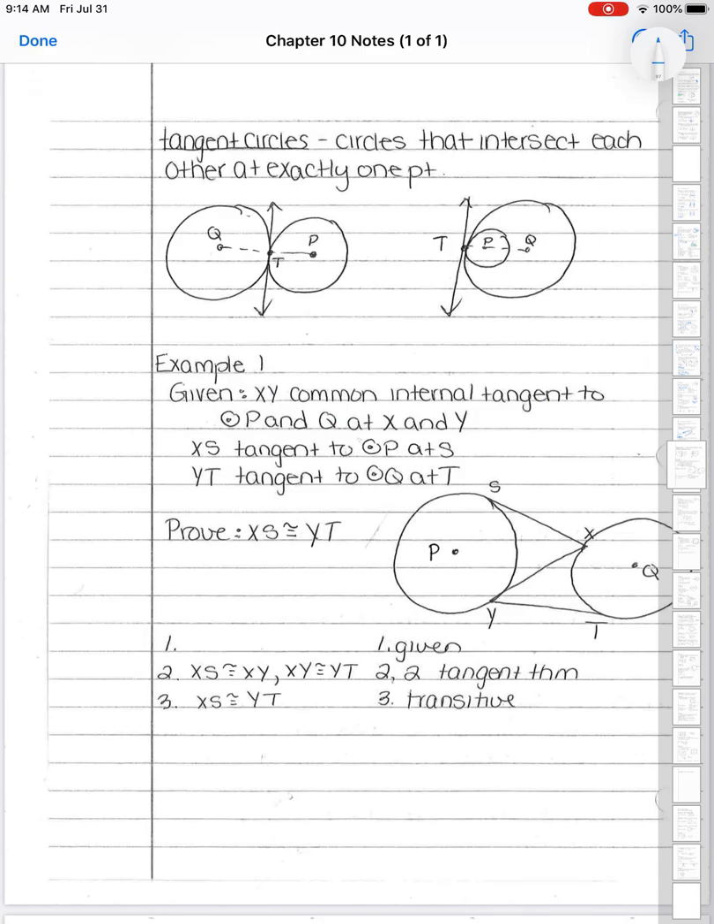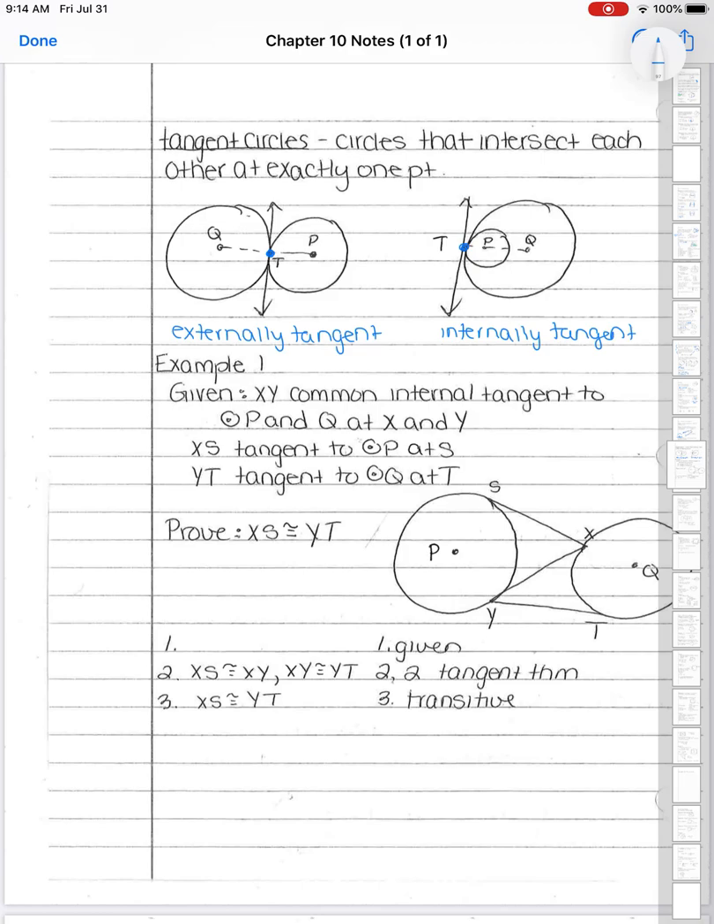All right, so tangent circles can have two appearances to them. So these are circles that intersect at 1 point. They can be externally tangent, where they just touch each other at that one location, okay? Or they can be internally tangent, where you have one circle inside of the other. Again, though, they're just touching at that one particular location.